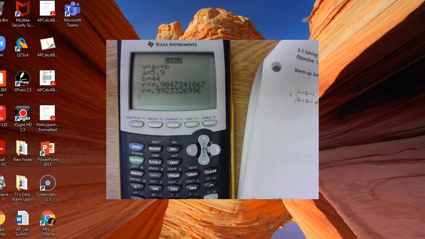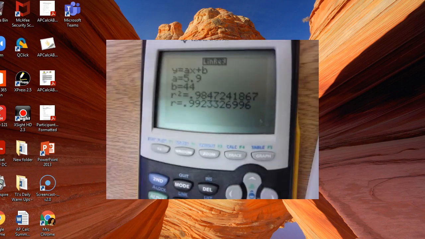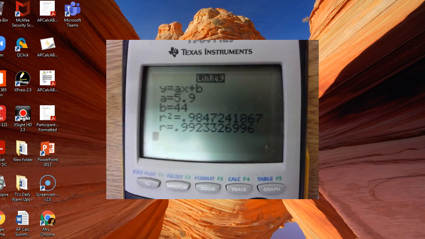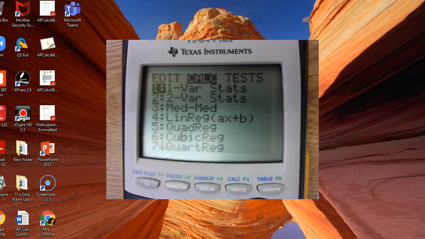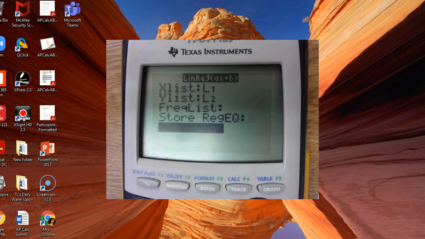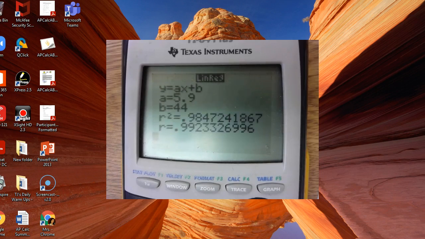And you should have this screen. Hit stat again. Go over to calculate. Go down to option 4. And then you just hit enter. Yours is just twice. Mine is a few extra key clicks. You don't need those for this one. All we care about for this unit is the equation of the line.